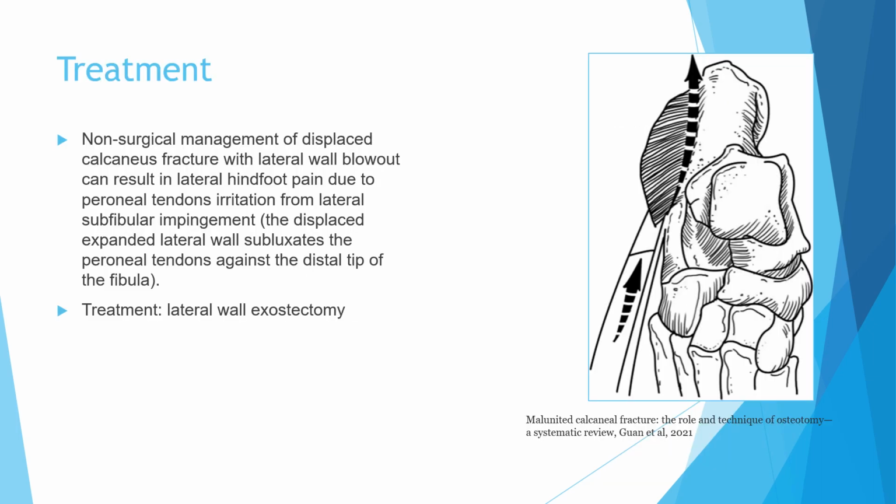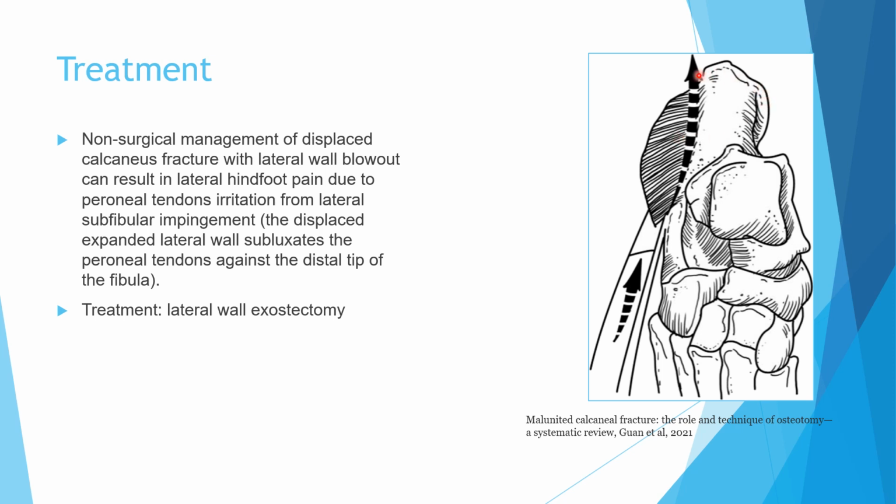So as we discussed, in the pathology of the malunited calcaneus, you can get broadening of the calcaneus. The broadening happens mainly from the lateral wall blowout, as we discussed. And if you have massive lateral wall blowout, it's better to use the extensile lateral approach because you can reduce this better with the extensile lateral approach more than the sinus tarsi.